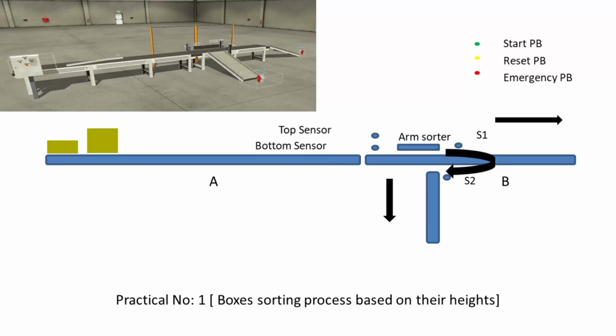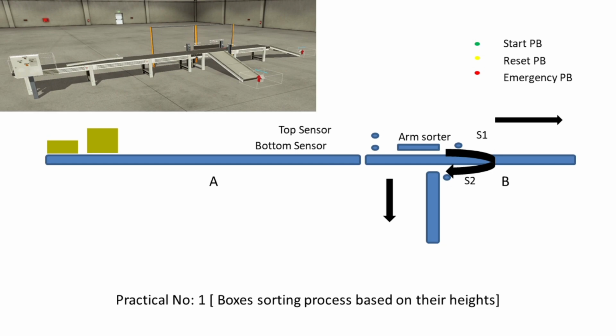Practical number 1. Cardboard boxes sorting process based on their heights. As shown in the diagram, an integrated production process is shown, which is used to sort cardboard boxes based on their height using a conveyor belt system.